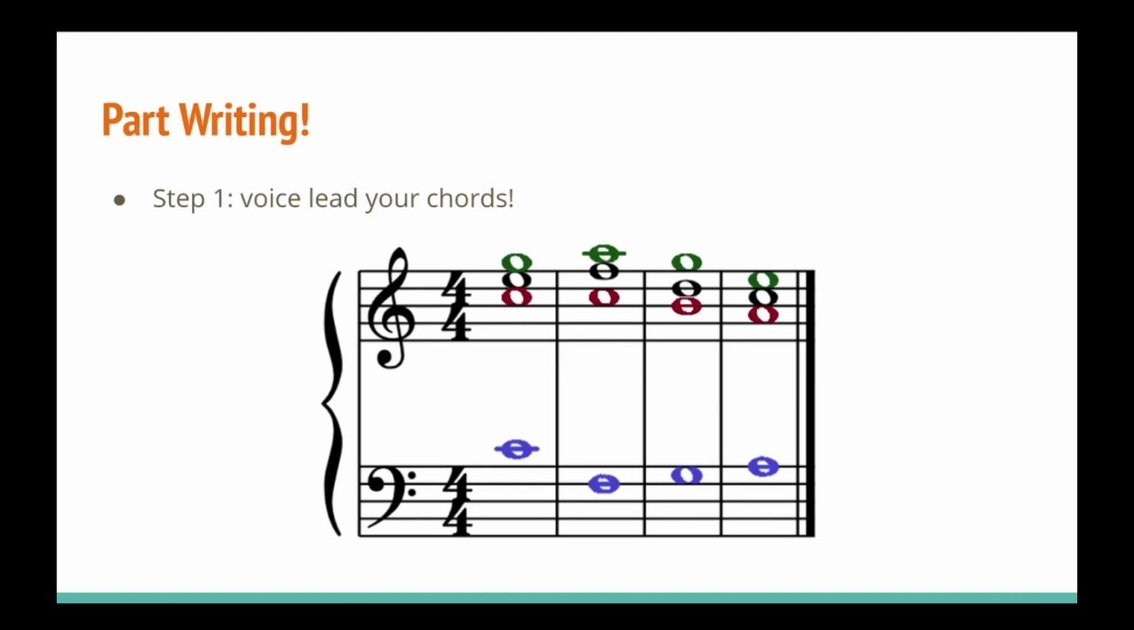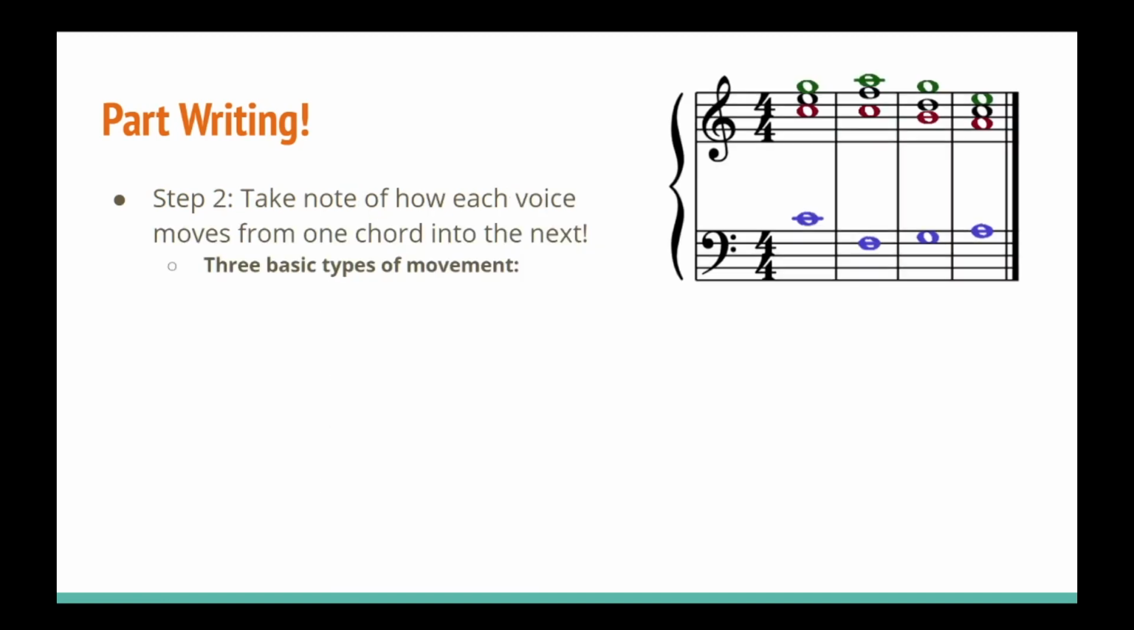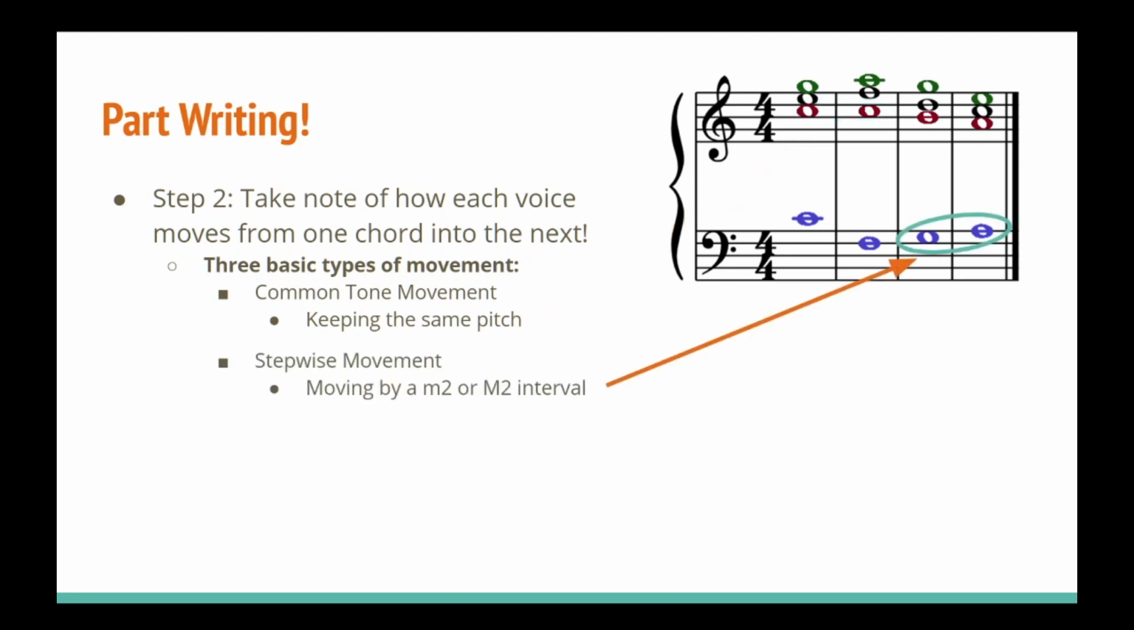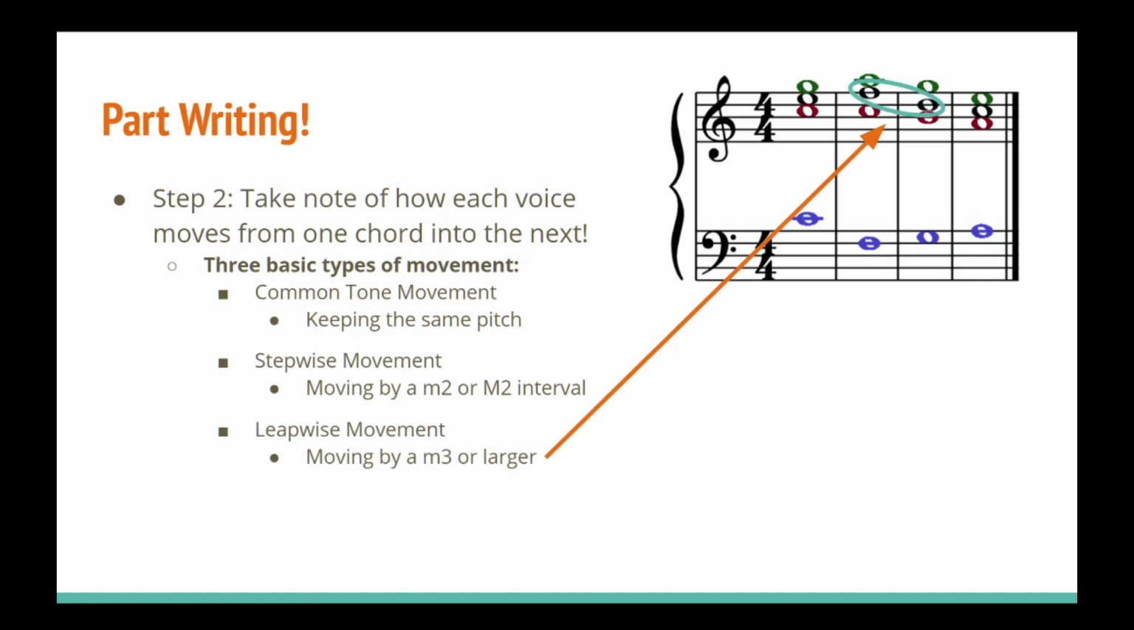Within each harmonic voice, there are only 3 types of basic movement from one tone to the next. We can either repeat the same note as a common tone, move to the next one by a half step or whole step in stepwise movement, or we can leap from one note to the next by an interval of a third or larger. By identifying where these basic types of movement are within our harmonic voice leading, we can find opportunities for leveling up our part writing by adding something called embellishments, or color tones.